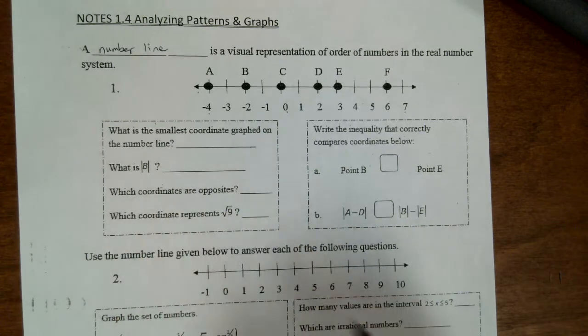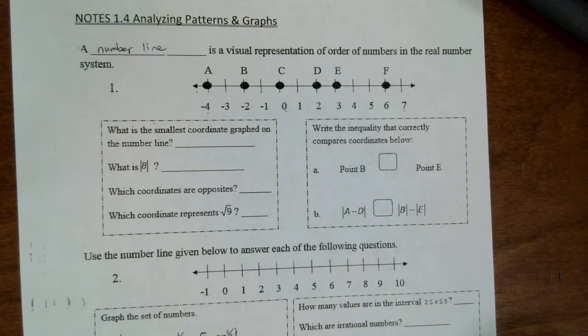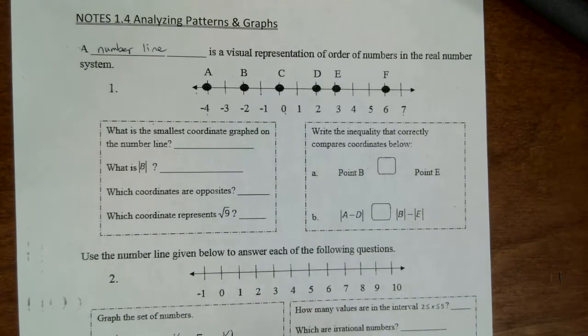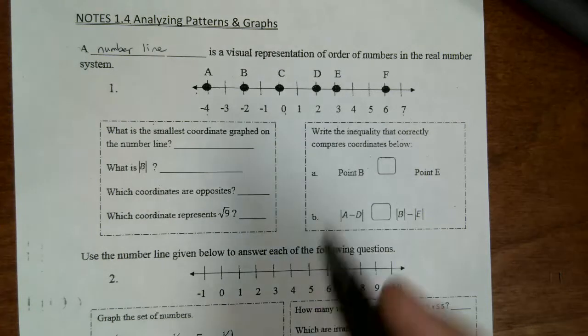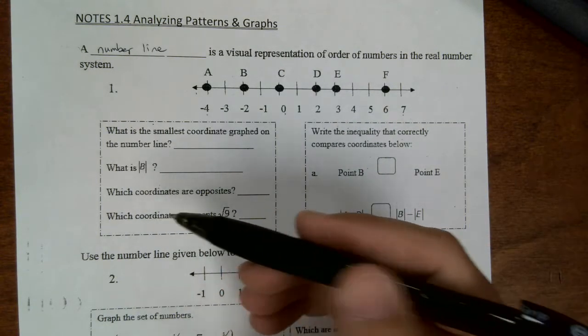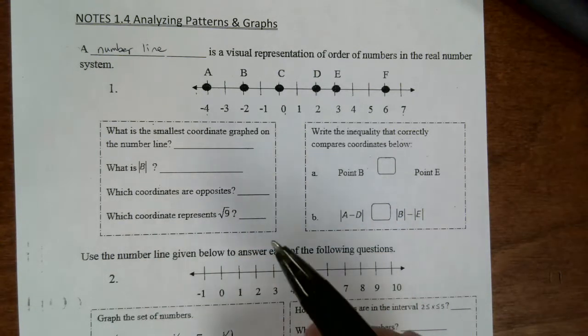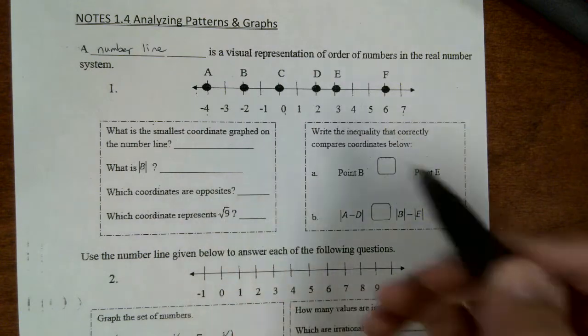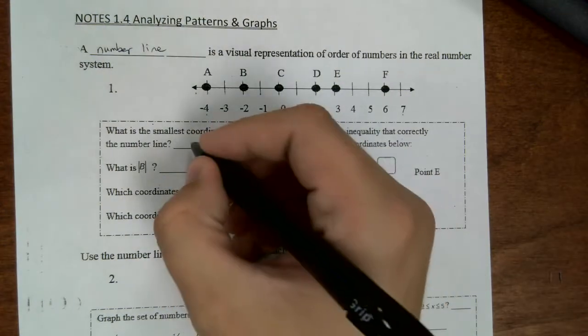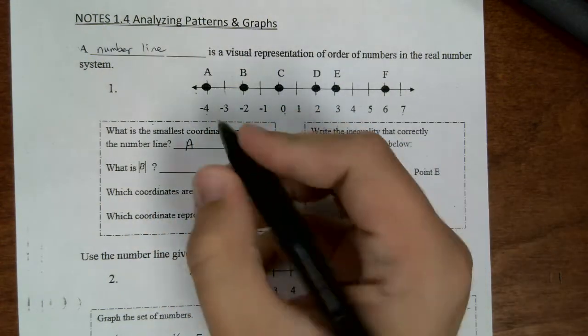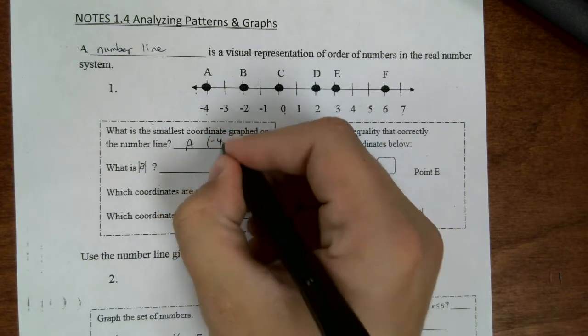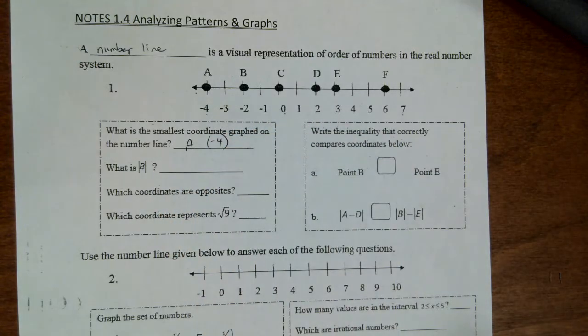Number one, what is the smallest coordinate graphed on this number line? Keep in mind, the smallest coordinate also means the number with the smallest numeric value. So we're going to be going as far left as we can, because as we keep going farther and farther left, the values get smaller and smaller. The farthest left value that we have is at point A. Point A is -4, and that's going to be the smallest coordinate that we have graphed here.